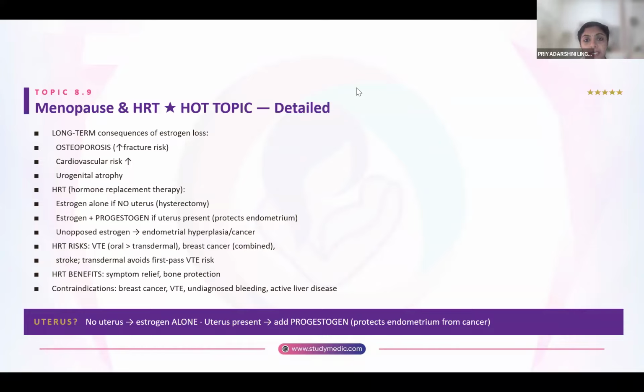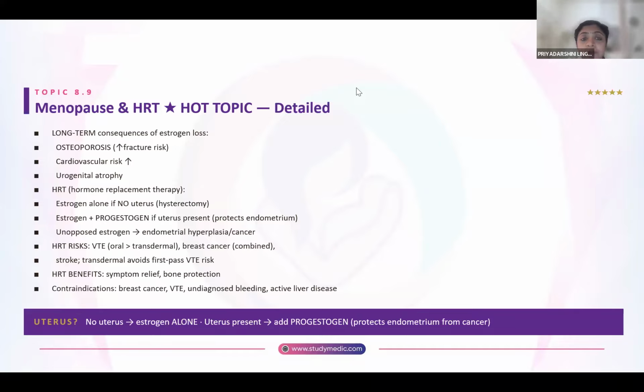Next is active liver disease, because we know that these hormones are going to be metabolized in the liver. Never ever put the woman on HRT when she's got active liver disease. And always, whenever you're starting the woman, it's a multidisciplinary team. You need to sit and talk to the woman. You need to take all the factors into consideration before starting on HRT. So because HRT is a key topic here, at least try to remember what are the indications of HRT, what are the key risk factors, and what are the various ways of giving the woman HRT.